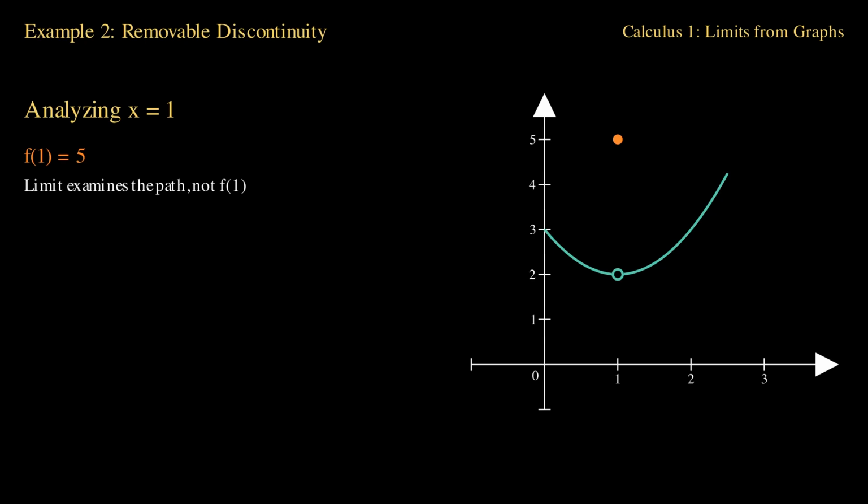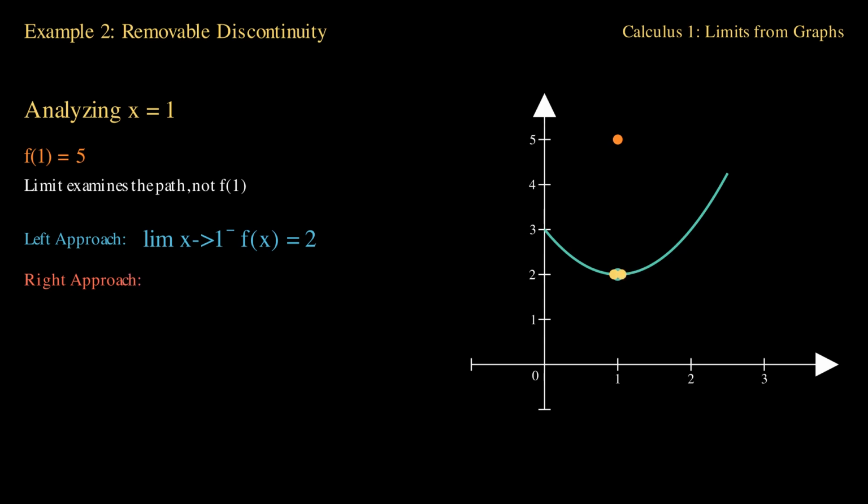Let's activate our tracers. As we ride the curve from the left side, approaching an x value of 1, the y value of the curve smoothly slides down, aiming precisely at a height of 2. Now, let's ride the curve from the right side. As we approach x equals 1 from values greater than 1, the y value slides up along the curve, again aiming precisely at that very same height of 2.